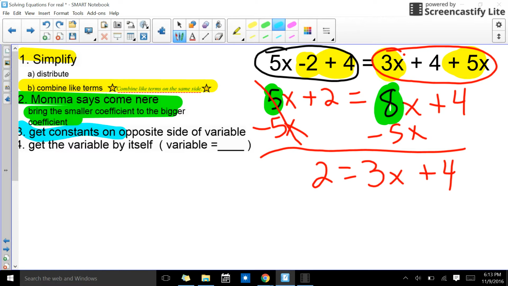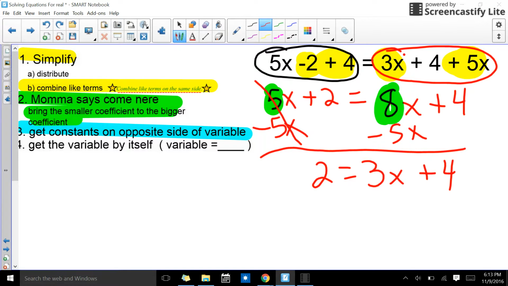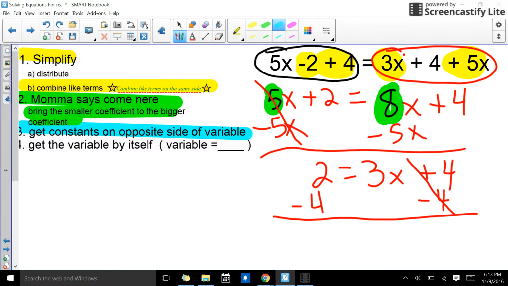All right, I'm going to get my constants on opposite sides of the variable. My variable now is on the right side. I hope I've been saying my left and right in the past 2 problems. Oh well. So my variable's on the right, which means I need to get my numbers on the left, which means I need to cancel out this positive 4. Need to do it on both sides. Oh, and let me get my highlighter because that's my favorite part. Okay. Then I'm left with negative 2 equals 3x.